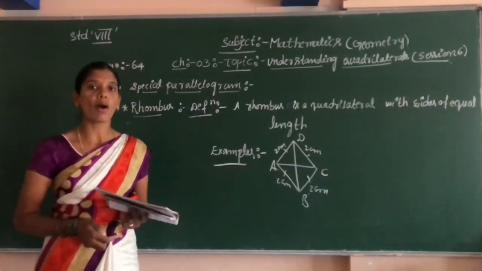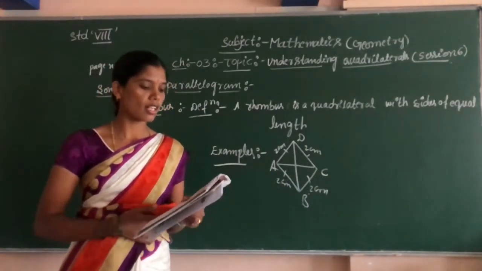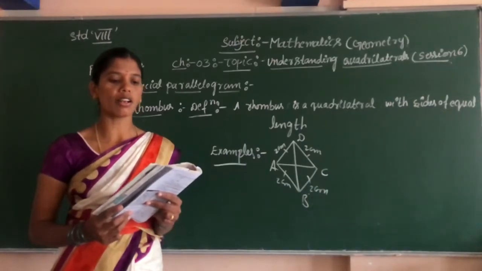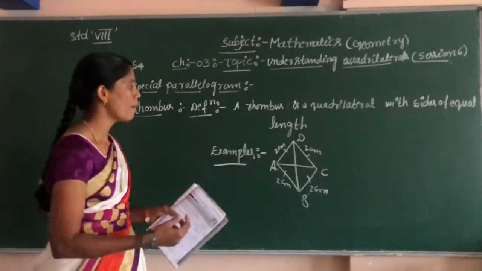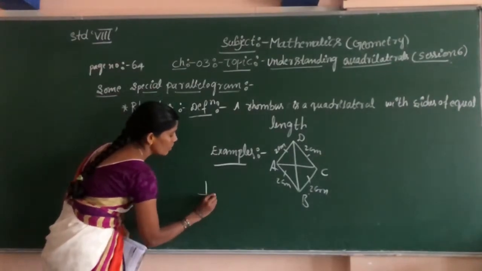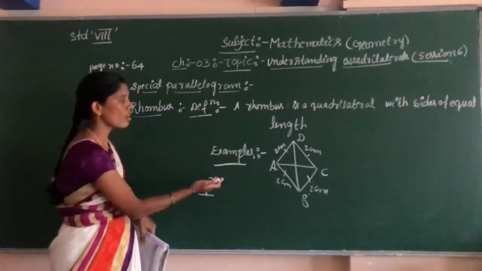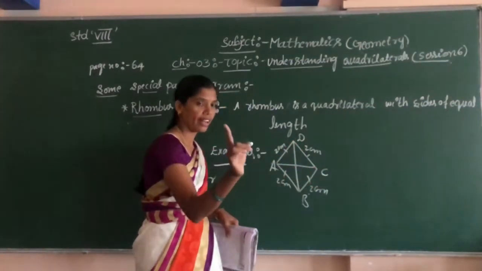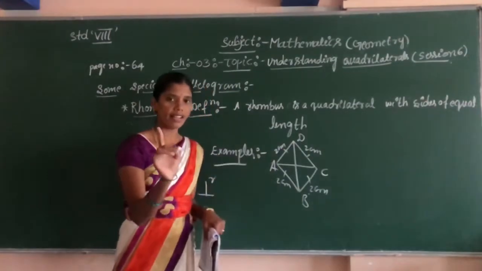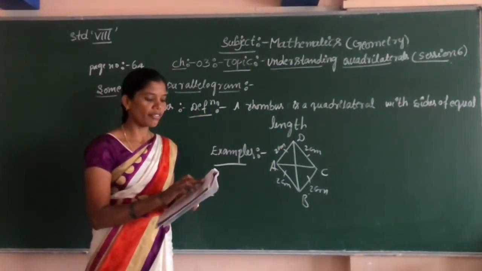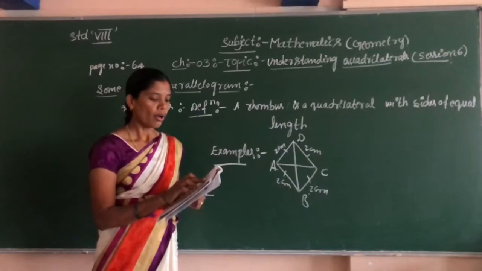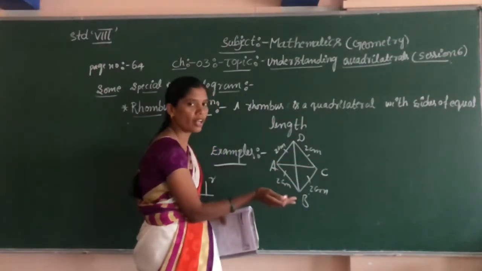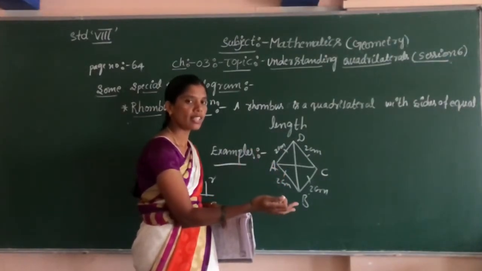One special property is there in a rhombus. The diagonals of a rhombus are perpendicular bisectors of one another. You know the symbol for perpendicular; write it down. In the rhombus, AC is one diagonal and BD is another diagonal. The diagonals of a rhombus are perpendicular bisectors of one another.